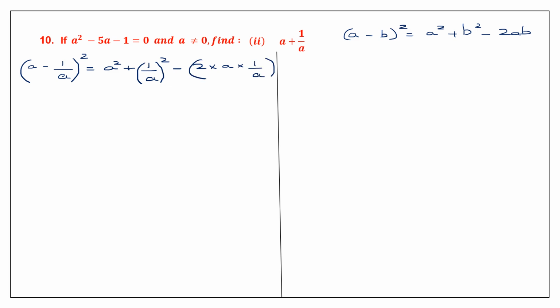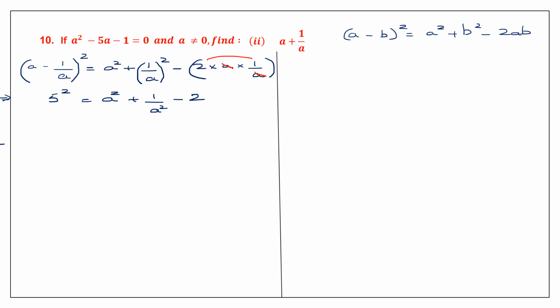So in the second step, let's simplify this equation. So here a minus 1 by a we found out in the previous step, and that was 5. So that is 5 square. This is equal to a square plus 1 by a square, which is 1 square by a square, which is 1 by a square, minus, here we have 2 into a into 1 by a. We can cancel the a's. You just have to multiply 2 into 1, and that is 2. 2 ones are 2.